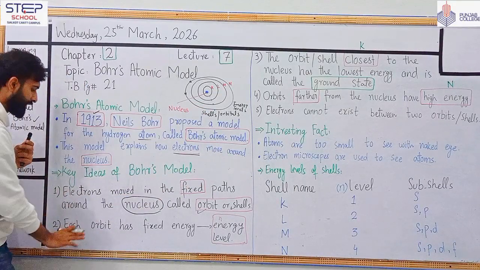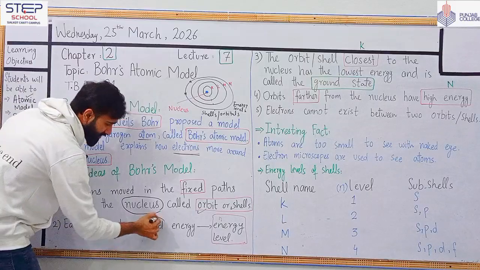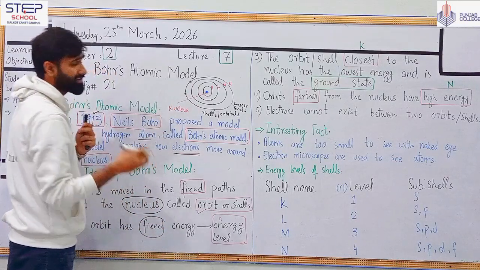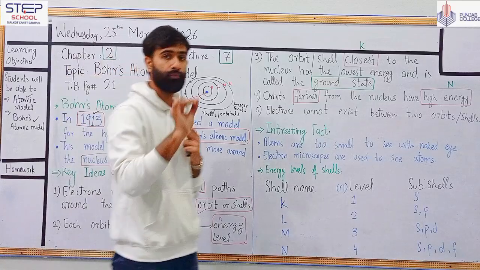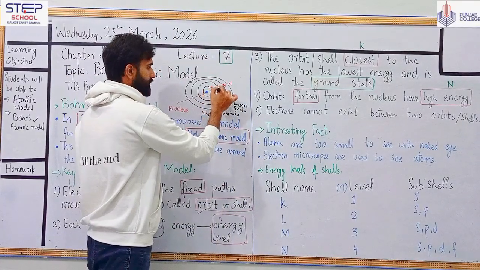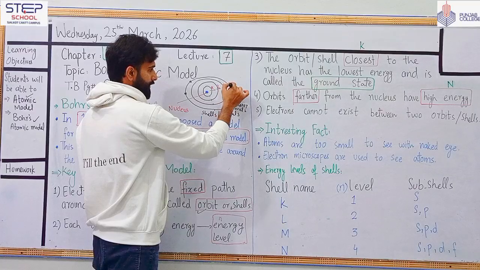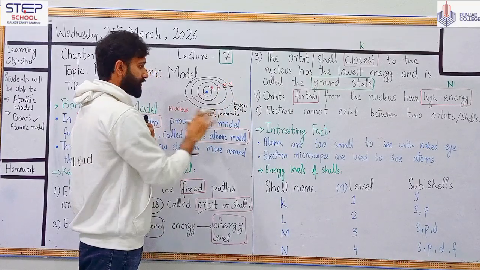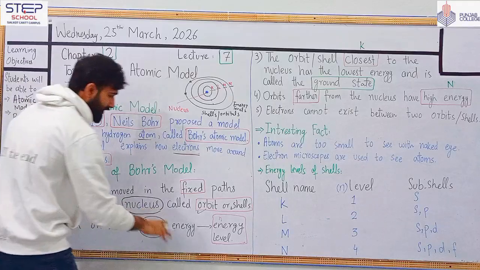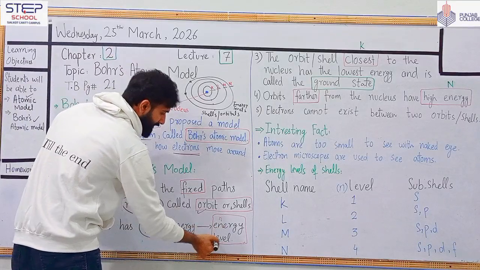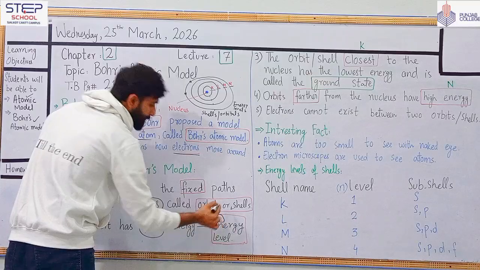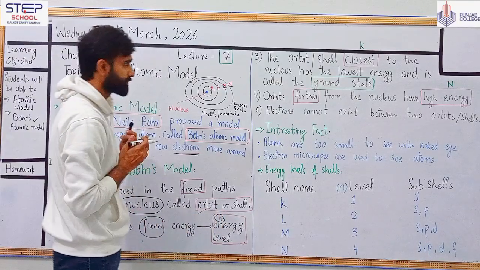The second point: each orbit has fixed energy. Basically, we have four shells, four orbits named K, L, M and N. These are the names of shells. So each shell has fixed energy, and we call it an energy level. Energy level is represented by the symbol n.